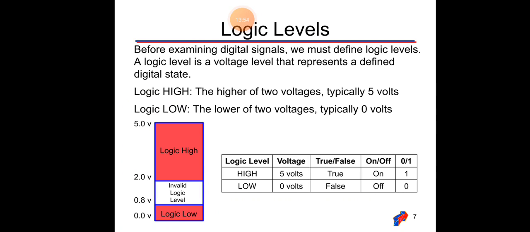The table shows us logic level high and low. High represents the voltage of 5 volts, which is a true value, and it is generally used for on, and the value in the form of digital signal is 1. And for logic level low, the voltage is 0 volts. We call it the false value, and it is a logic level 0 which is used for showing the signal is off.